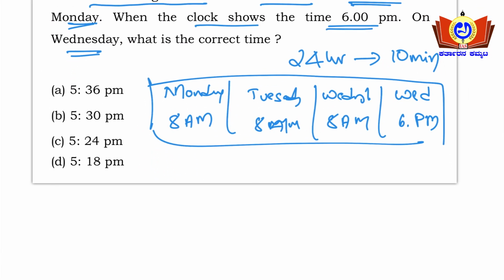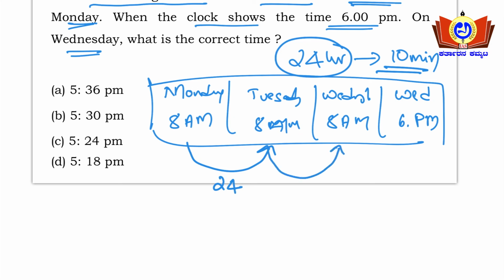See here, the error is 24 hours 10 minutes is the error here. Okay, so from 8 a.m. to 8 a.m. it is 24 hours. Okay, and from Tuesday to Wednesday again it is 24 hours. Yes or no? So from this 24 hours to this 6 p.m. actually how many hours is there? 10 hours is there.